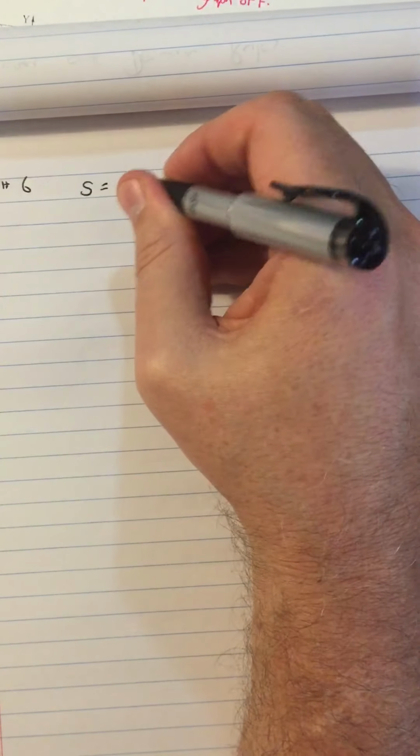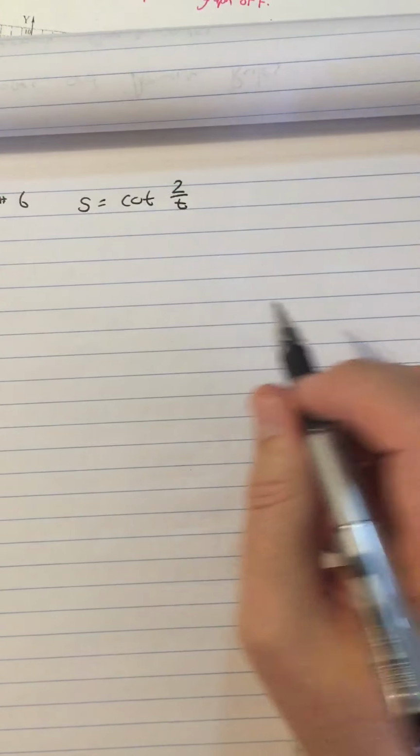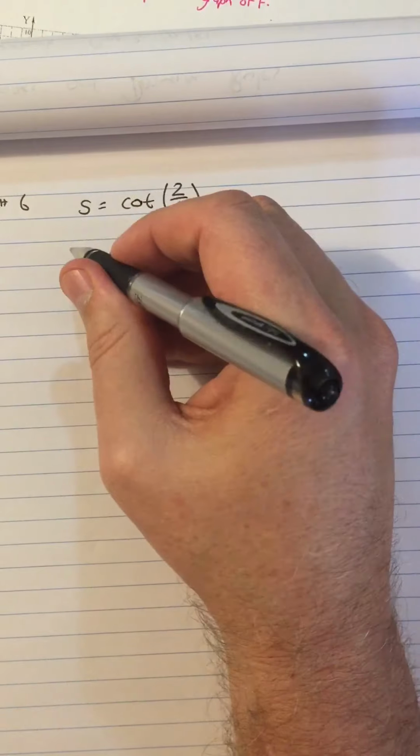Moving right along to number 6. Number 6 says s equals cotangent of 2 over t. Now they write it like this. I hate this. The 2 over t should be in parentheses, but I get where they're coming from. It's just, to me, not nice.